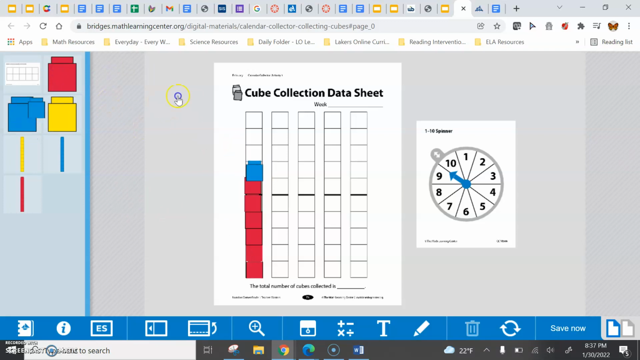1, 2, 3, 4, 5, 6, 7, 8, 9. Wow, we've collected quite a bit just in 3 days.